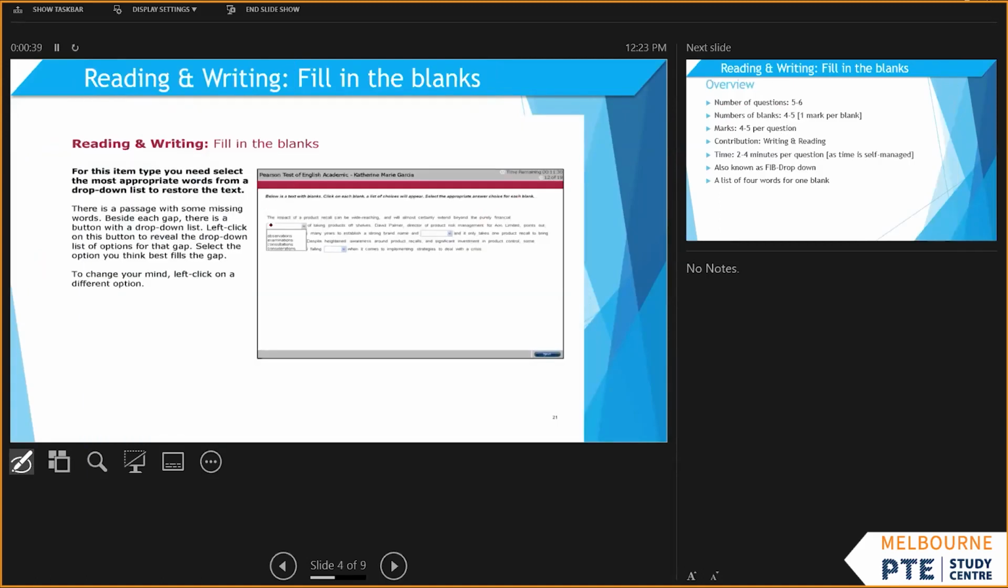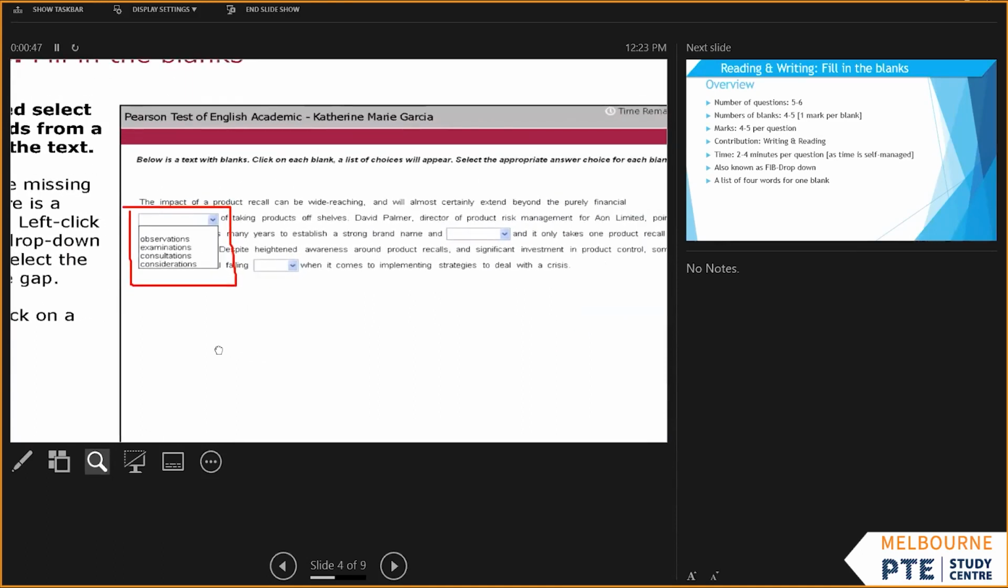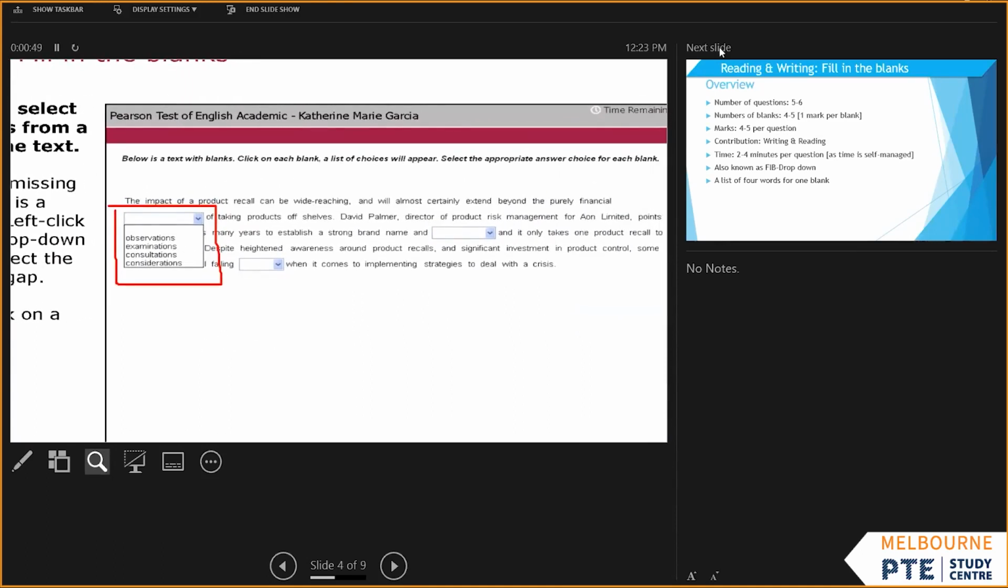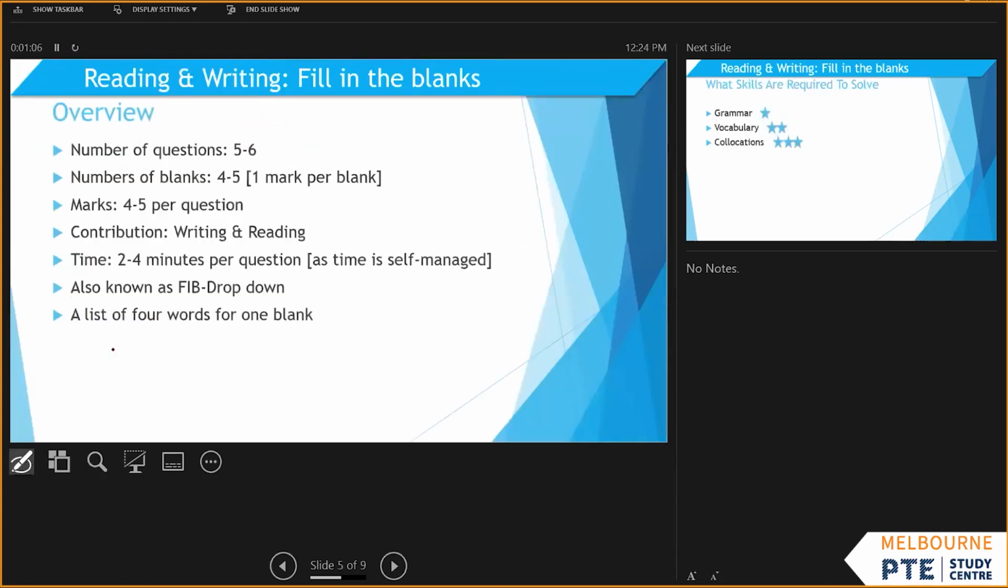But what you have now is you get a list of words for each blank. Before that, there were words available below. We dragged and dropped them. But now we have a list of words for each blank, and then I will choose the appropriate answer for each blank in here. Some of the points in here, these two I already told you. You have a list of four words. And by the way, do remember, that's why we can also call it fill in the blanks drop down.